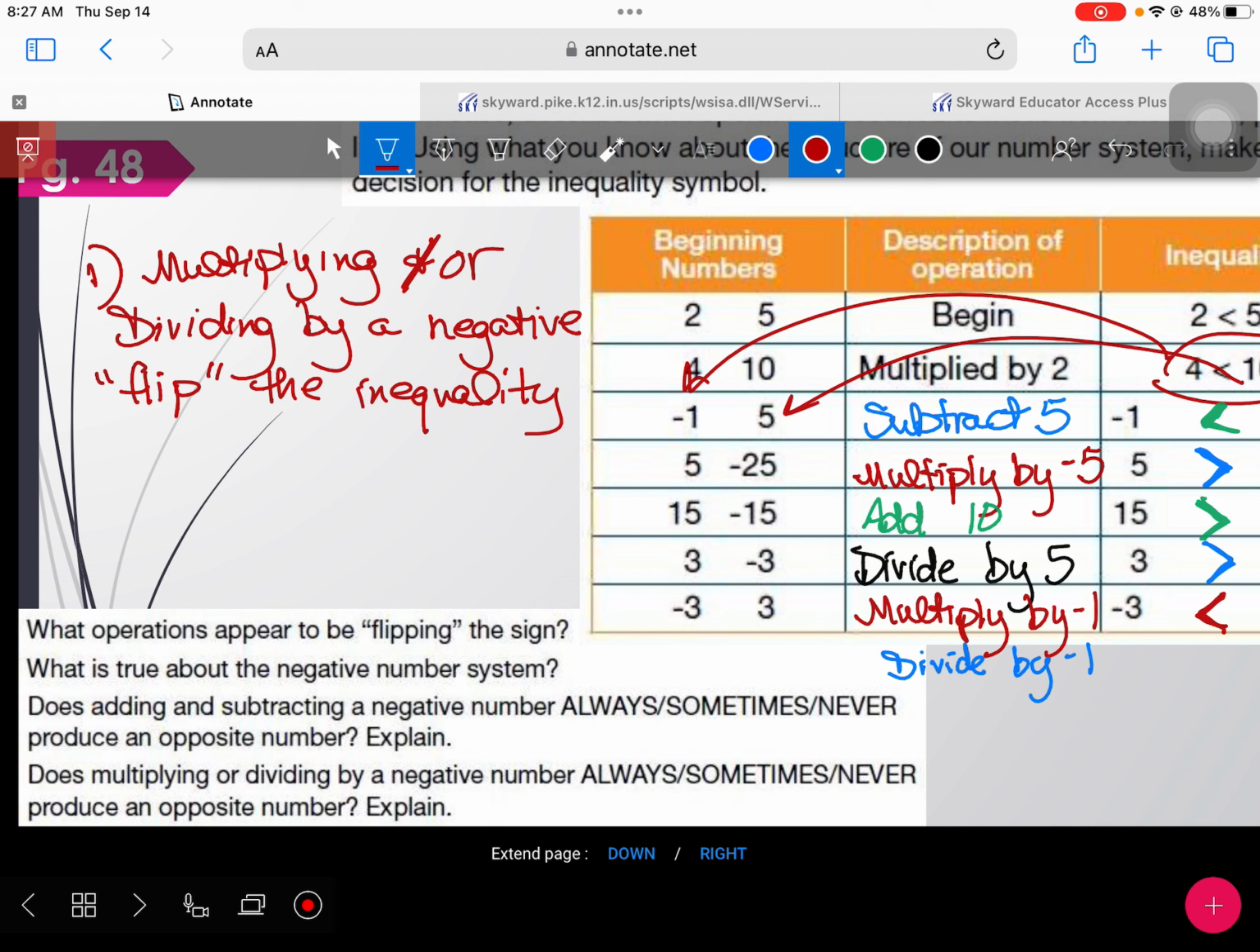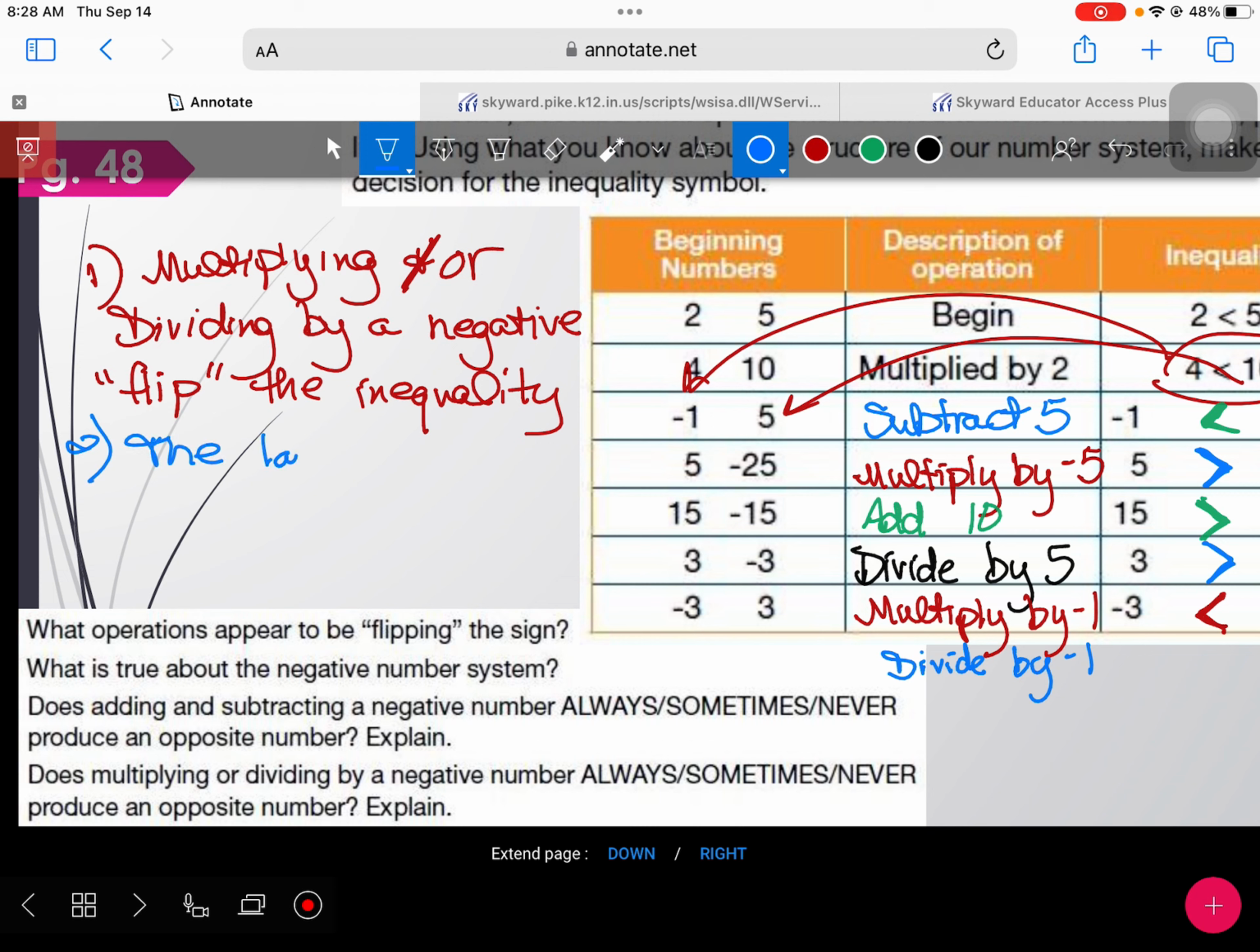Any questions on that? What is true about the negative number system? This was kind of vague. What is true about the negative number system? I mean, when we have positive 8 and 6, the larger the digit, the larger the number, right? But what if I have negative 8 and negative 6? The lower the number. Right, the smaller it is. So this would be number 2.